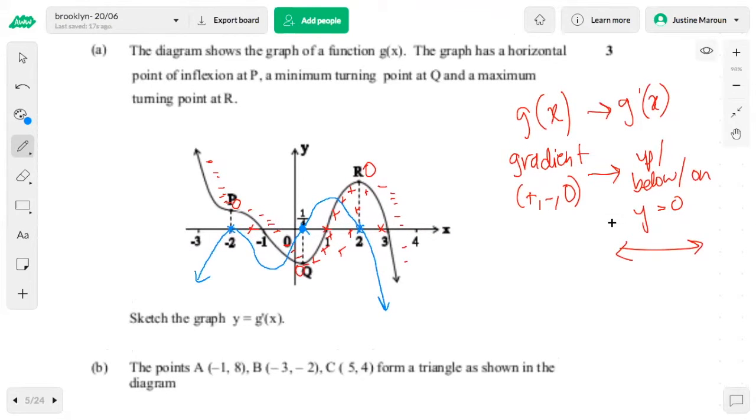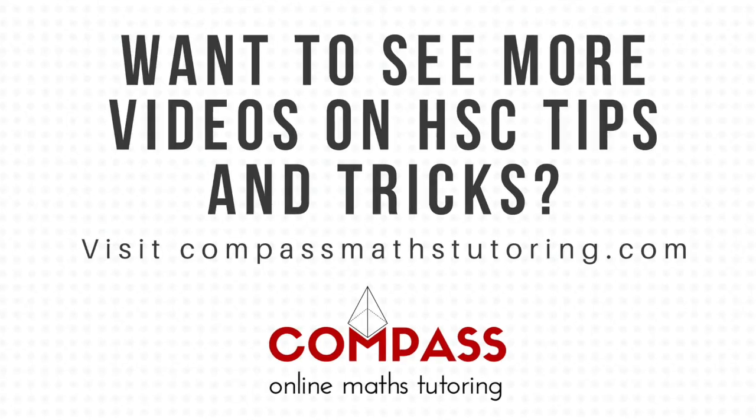And if you apply the same idea, you have to go from your derivative back to your original. You have to go in the opposite direction. Now you just mark on your gradient function where it's above or below, and that tells you what gradient you need for that section. Right.